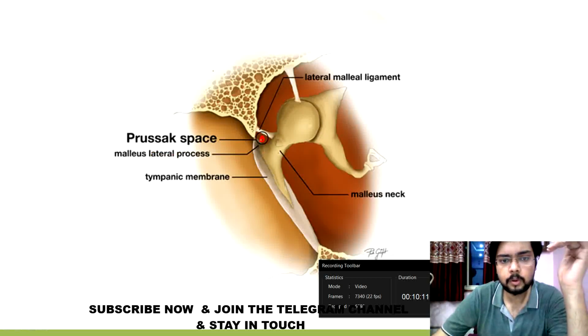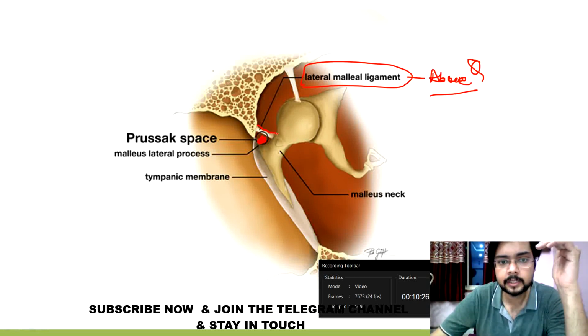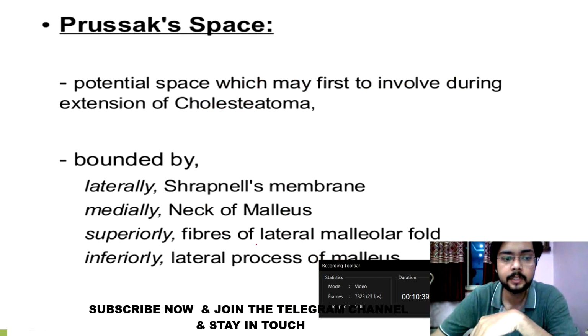Again, this small rounded space is the Prussak's space, which is bounded above by the lateral malleolar ligament. So don't forget, above by this strand, this is the lateral malleolar ligament. Below by, so that was the question. Below by, it is inferior by the lateral process of malleus.